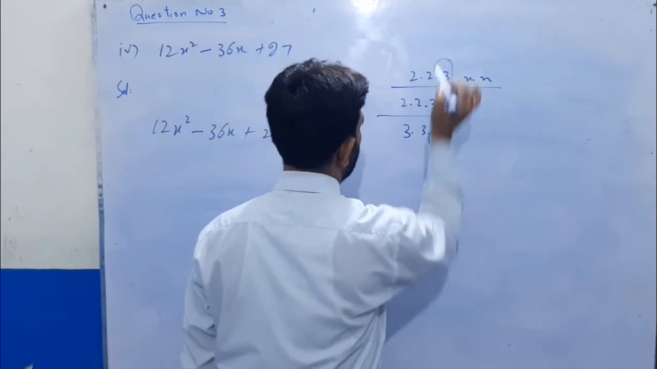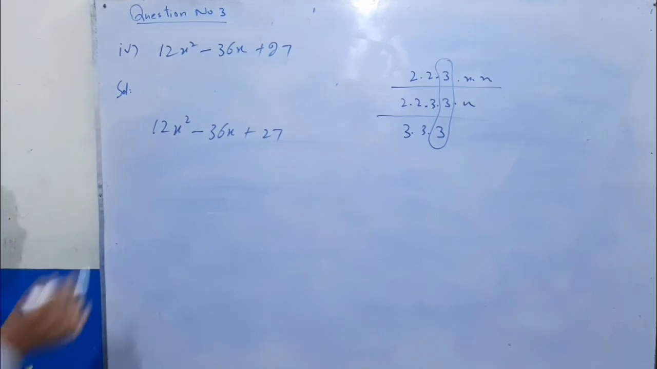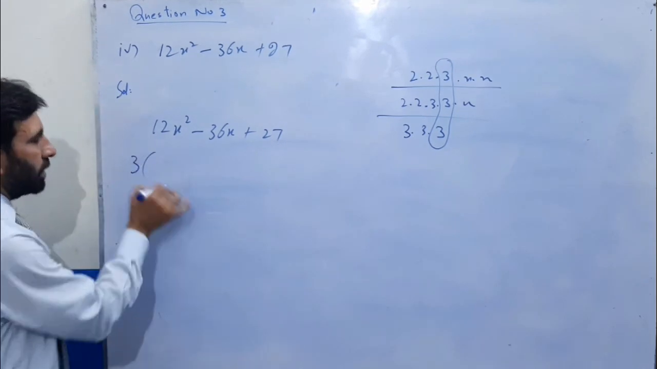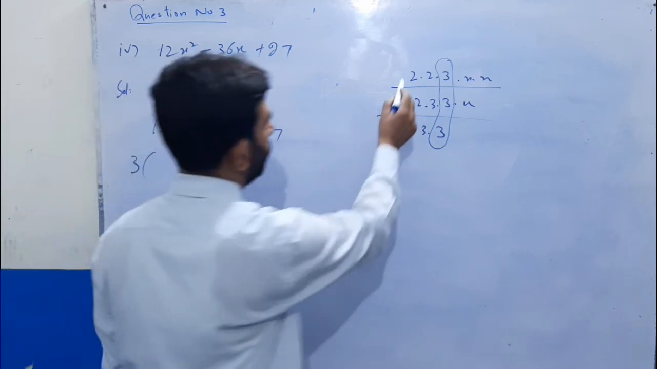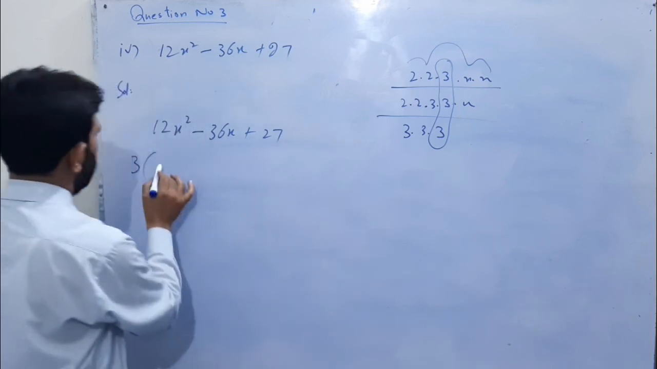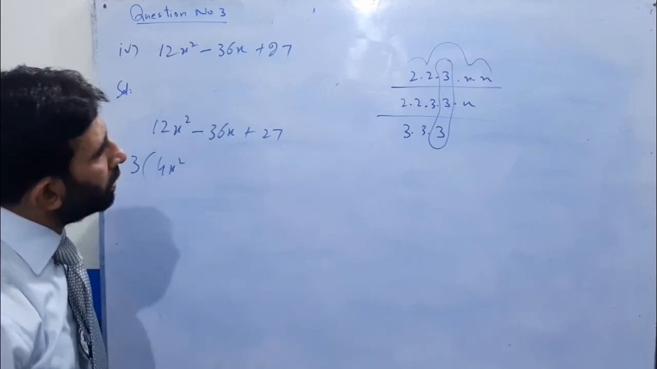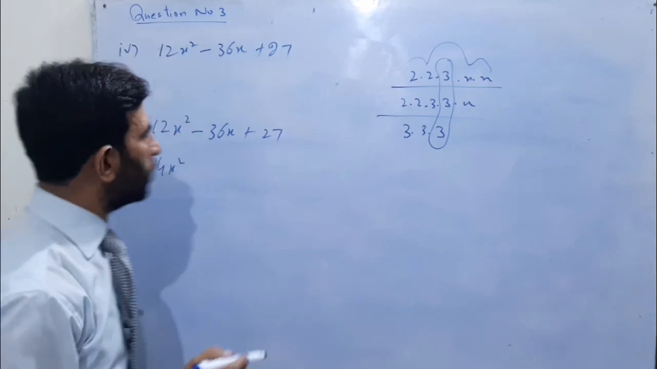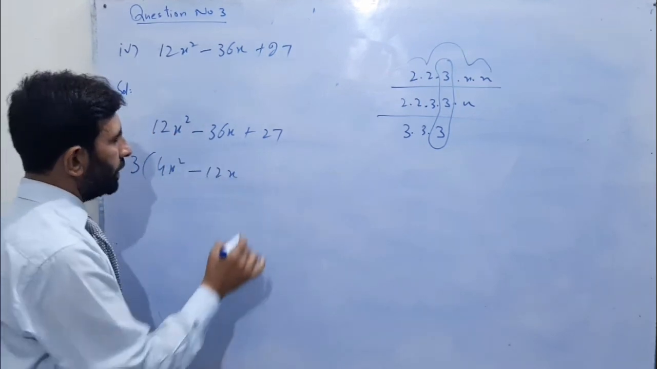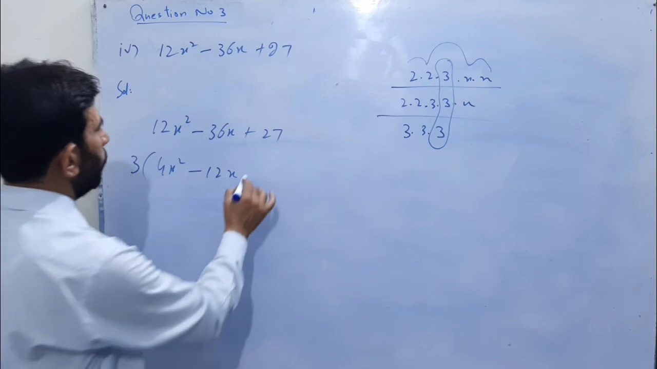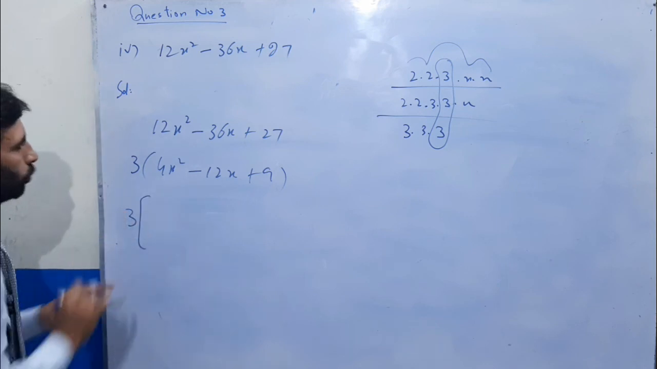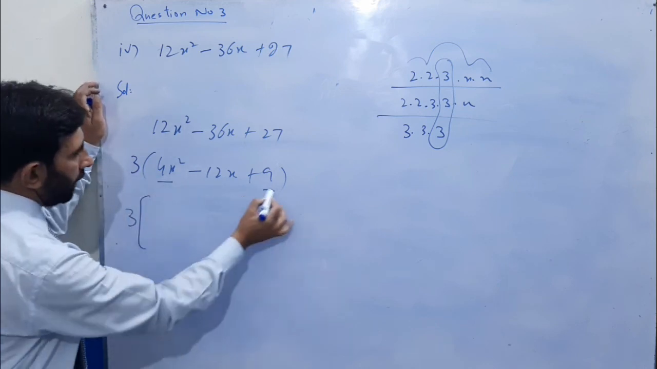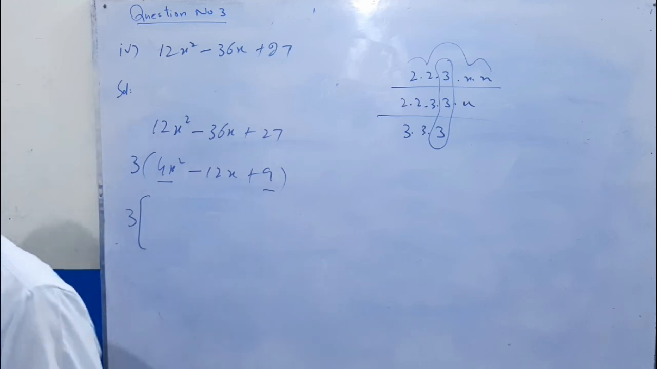If any number is common, 3 is common. No other number is common. So 3 will be written as common number, and what is left remaining? 4x square. Here you write 4x square, and here you write 2 times 2, 4 times 3, 12x. Same symbol will be written down, and here you write 9. Now decide whether two perfect squares are given or not. Two perfect squares are given. 4x square and 9 are the perfect squares.